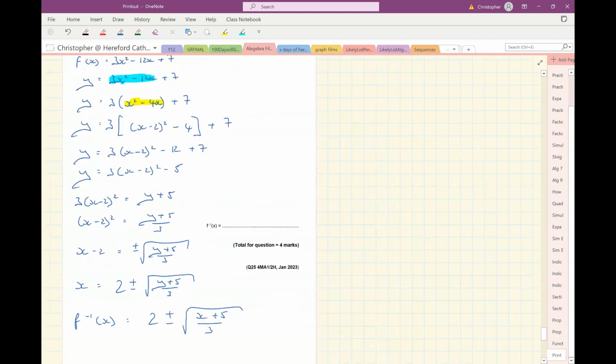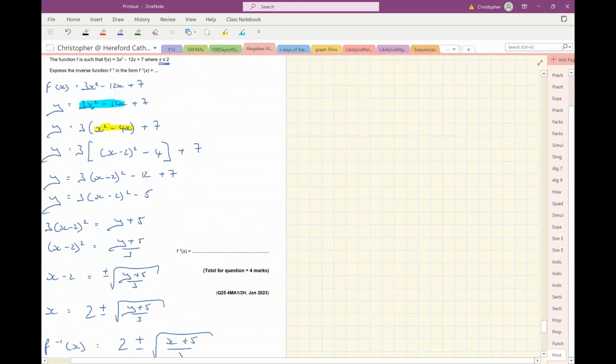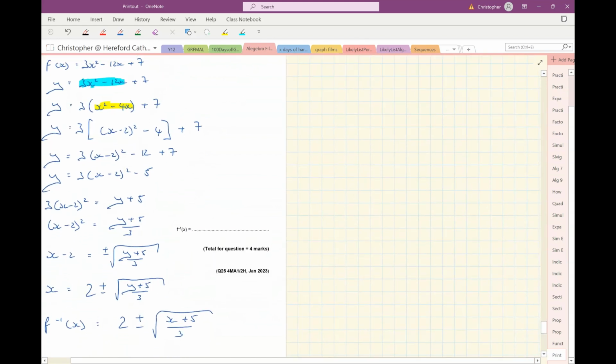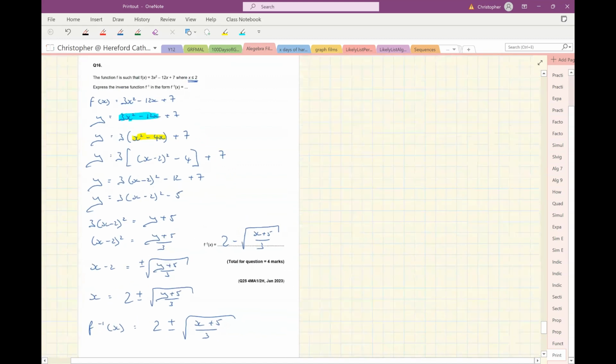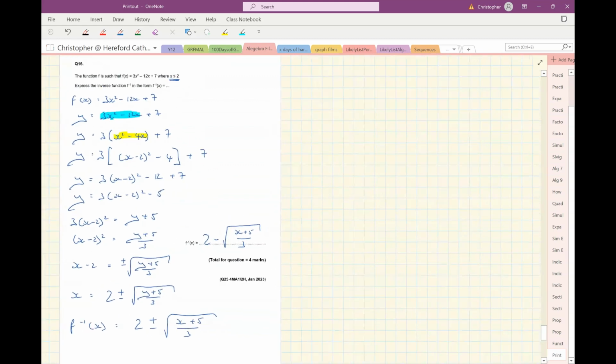But what was that restriction? x has to be less than or equal to 2, so x must be 2 subtract something, mustn't it? So the only valid solution is 2 minus the square root of (x plus 5) over 3. And that is my solution to question 16.